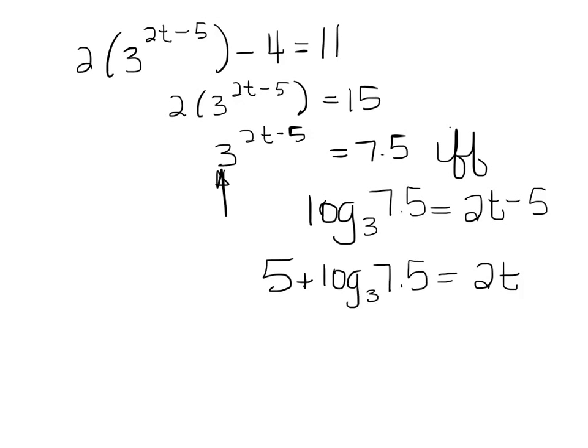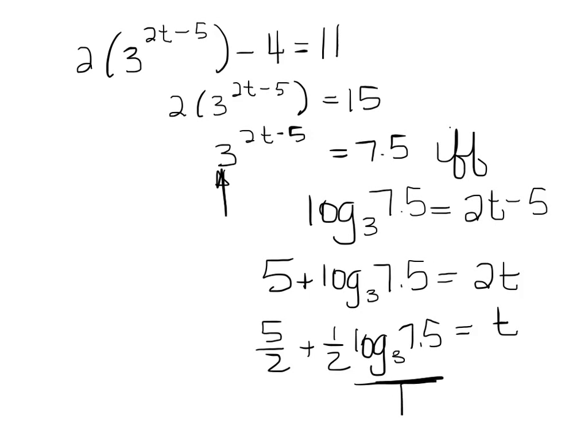But there's one more thing. I still can't get an answer. Oops, I still have to divide by 2. But then I have to worry about this log base 3. So let me call this 5 halves plus 1/2 log base 3 of 7.5. I can't put this in my calculator yet and actually find a number. I've got a log button, which is base 10, and I've got an ln button, which is of course base e, the natural base. Where's the button for log base 3?